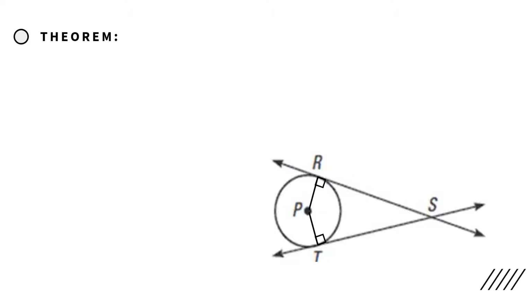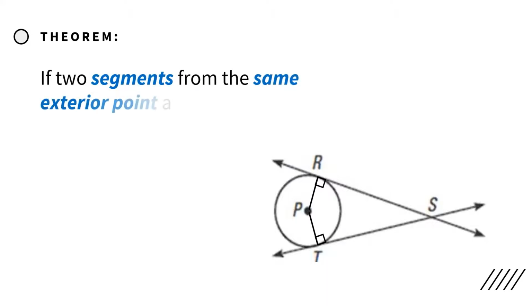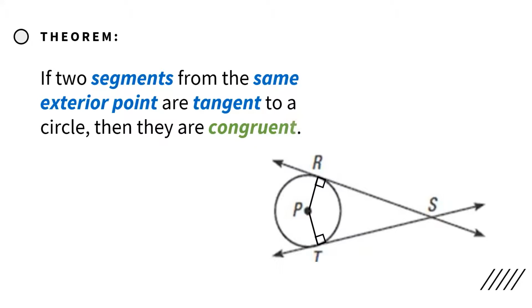And next theorem. If two segments from the same exterior point are tangent to a circle, then they are congruent. So we've got two segments, these are lines, but we're talking about the segment pieces that are formed. We've got from point S two tangents. I can see that we have tangents because of the perpendicular nature to a radius of the circle. When that happens, the two tangents are congruent.